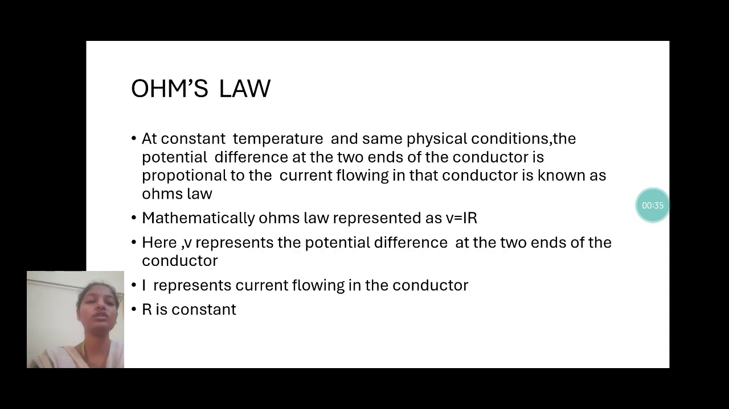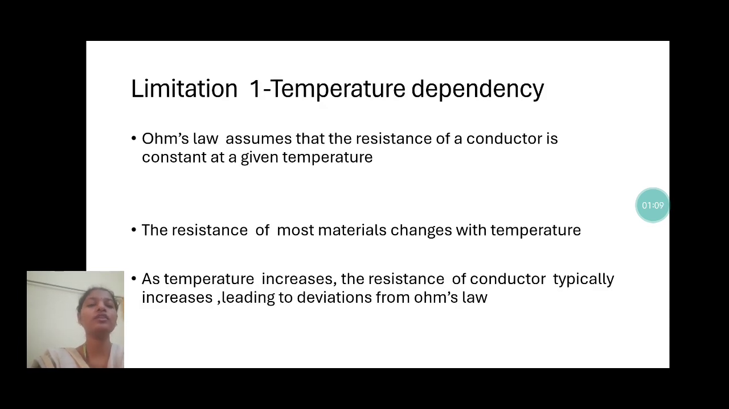Ohm's law, at constant temperature and some physical conditions, states that the potential difference at the two ends of a conductor is proportional to the current flowing in that conductor. Mathematically, Ohm's law is represented as V = IR. Here V represents the potential difference across the two ends of the conductor, and I represents the current flowing in the conductor. R is the constant. Now we go through the limitations.